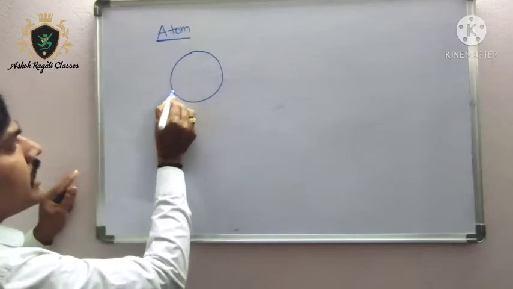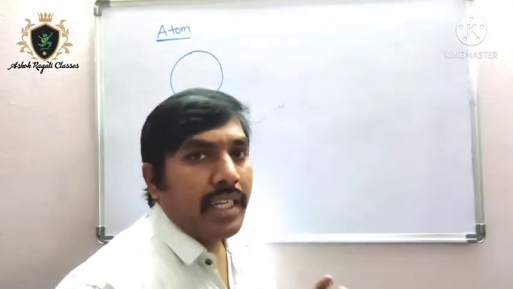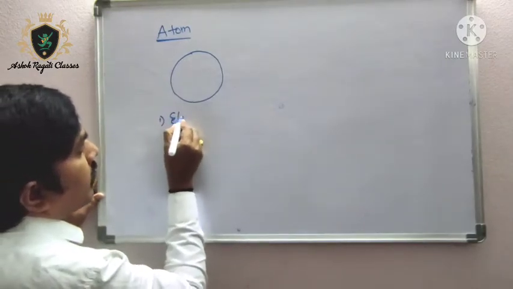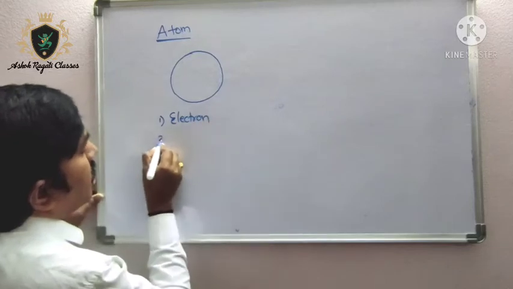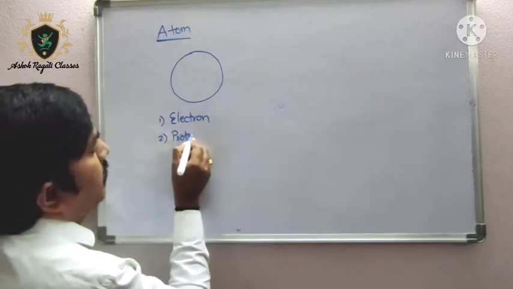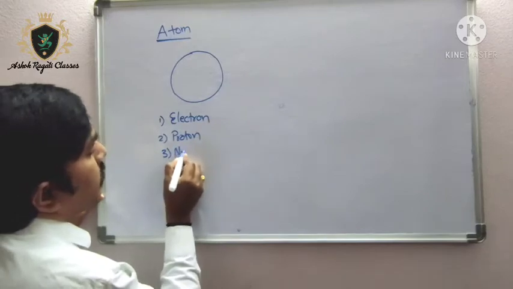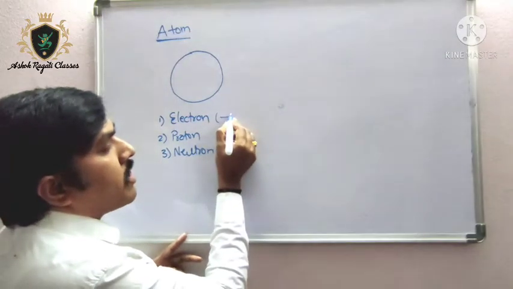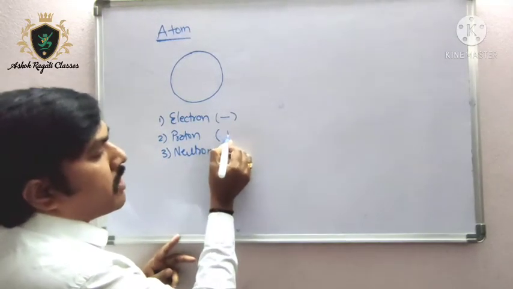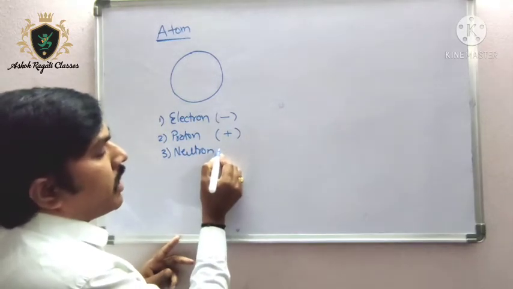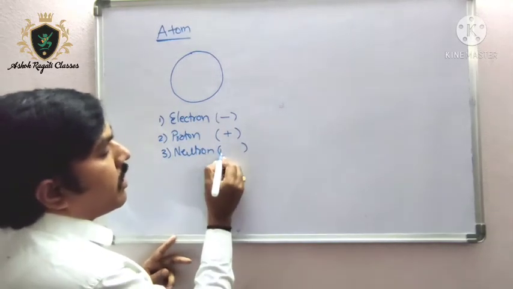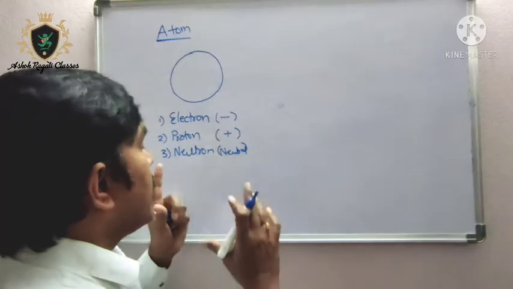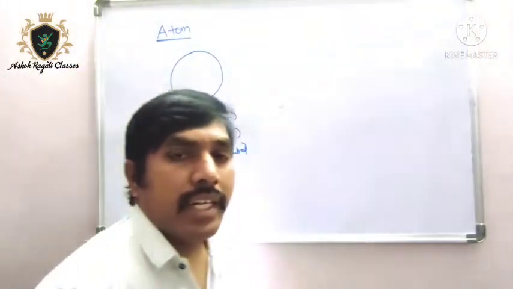It contains three subatomic particles. One is electron, proton, and the third one is a neutron. Electron is a negatively charged particle, a proton is a positively charged particle, and a neutron is a no charge particle, or neutral. Okay, we know about these three particles that will be present in an atom.